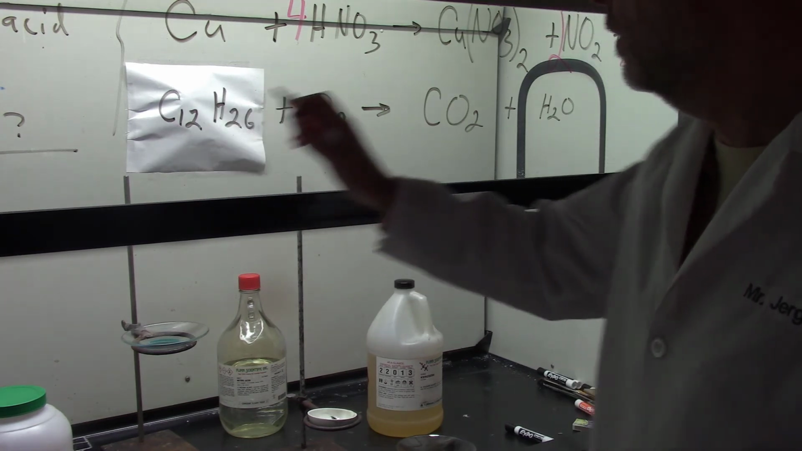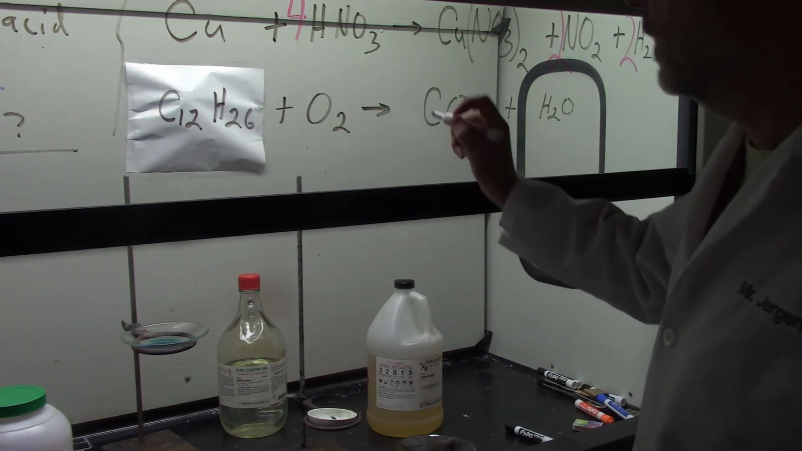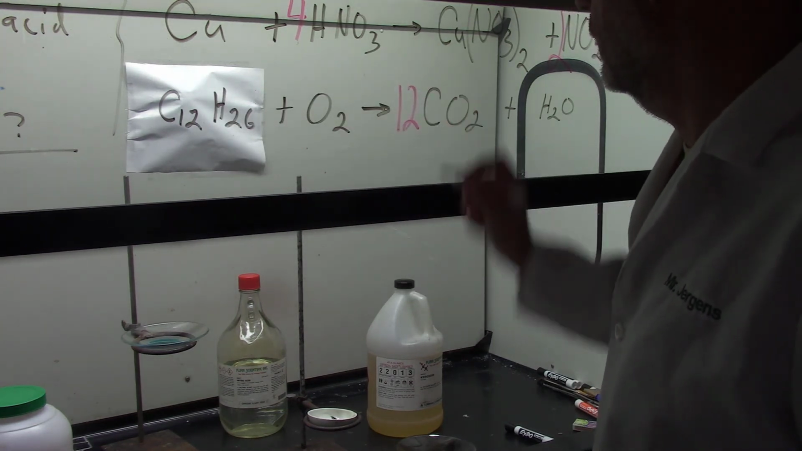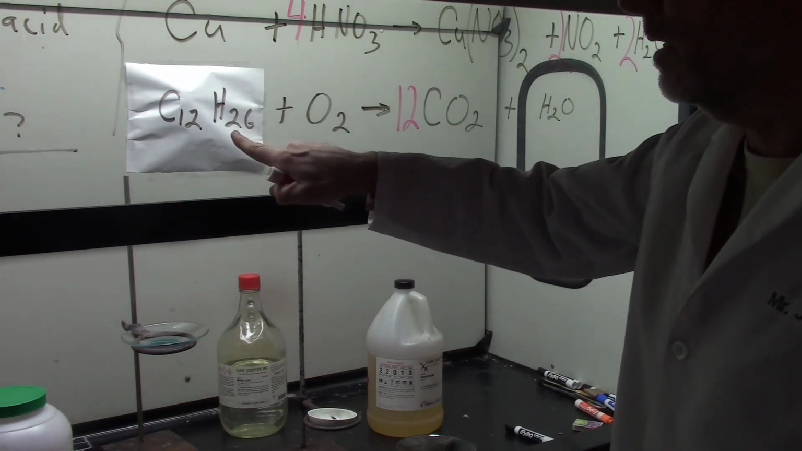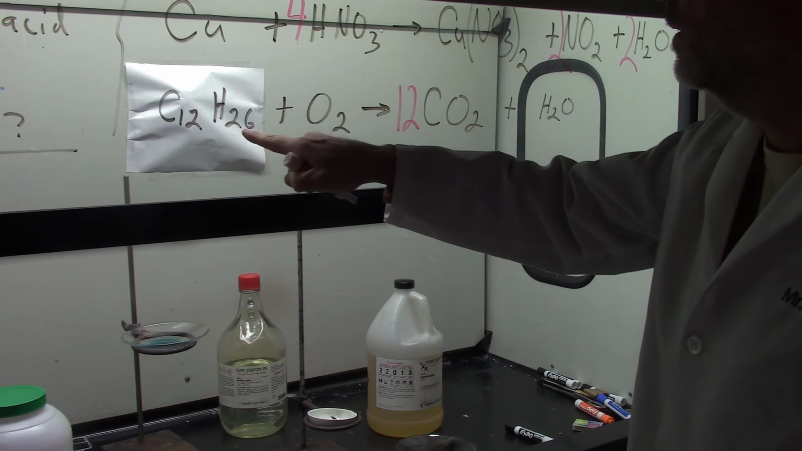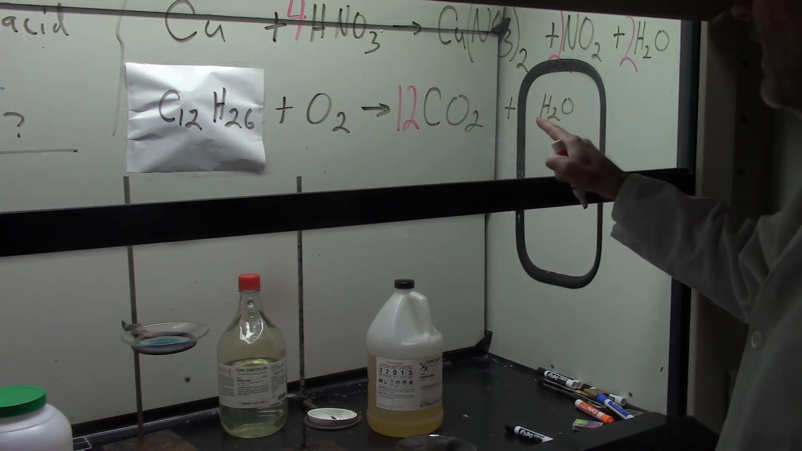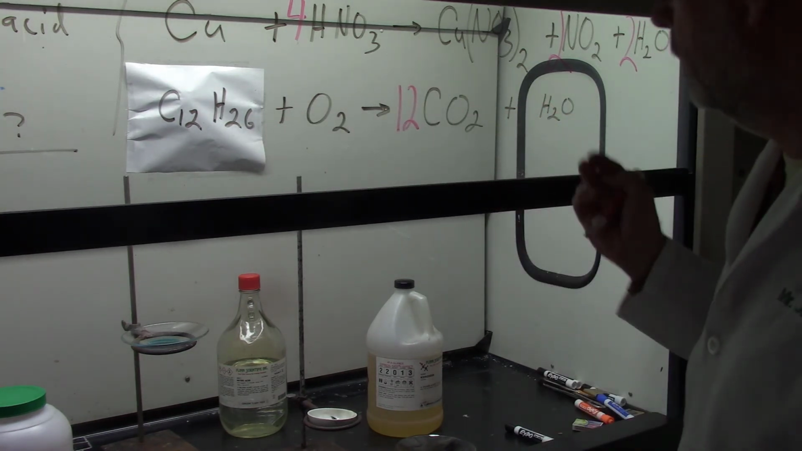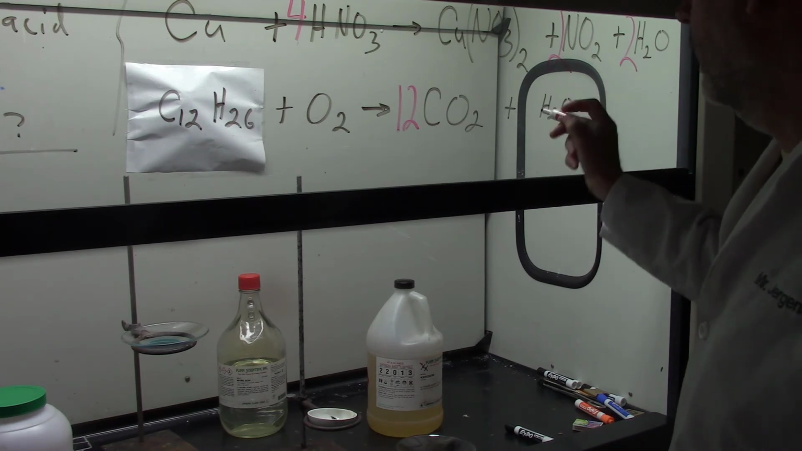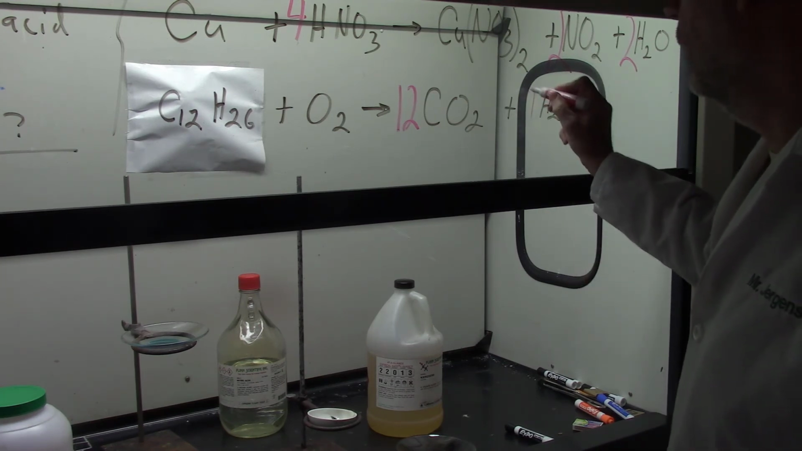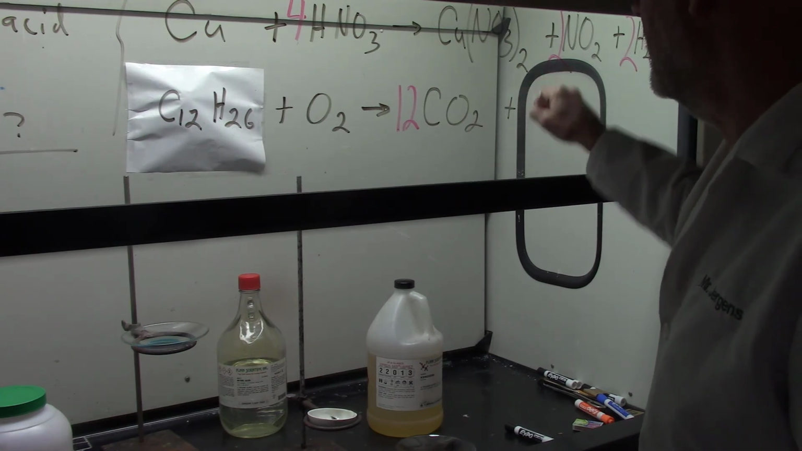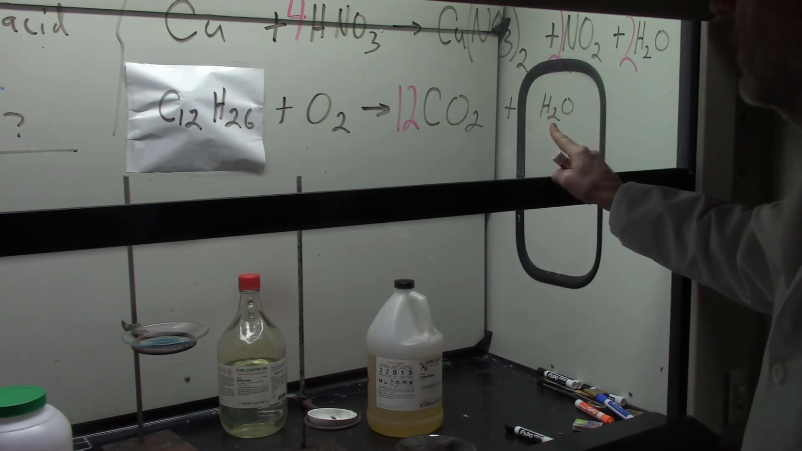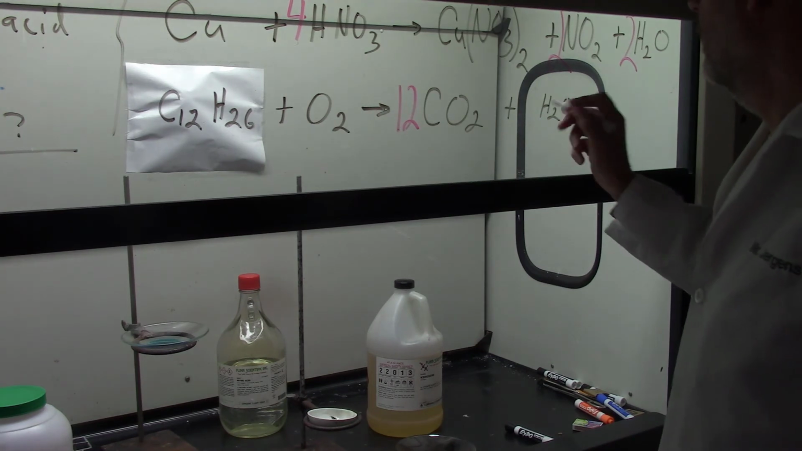So we have C12, and so we need 12 carbons over here. So I'll put a 12 right here. All CO2s. We have H26. So 26 hydrogens, we have sets of 2. H2O always has 2 hydrogens. So if we have a 1 in front of this, we have 2 hydrogens. If we have a 2 as a coefficient, we have 4. If we have a 3, we have 6. We always have even numbers of hydrogens on this side. 26 means we have 13.